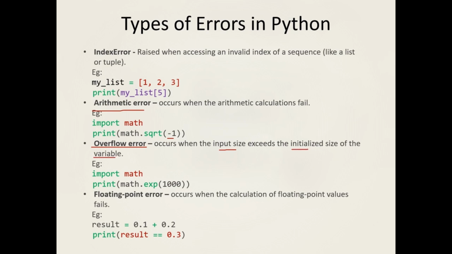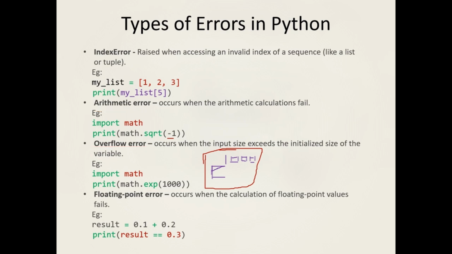Coming to this example explanation, the exponential function is used to calculate the exponential of the given argument. In this case, that is, when you try to find the exponential for this, the result will be large and exceeds the maximum value that a float can represent in Python.